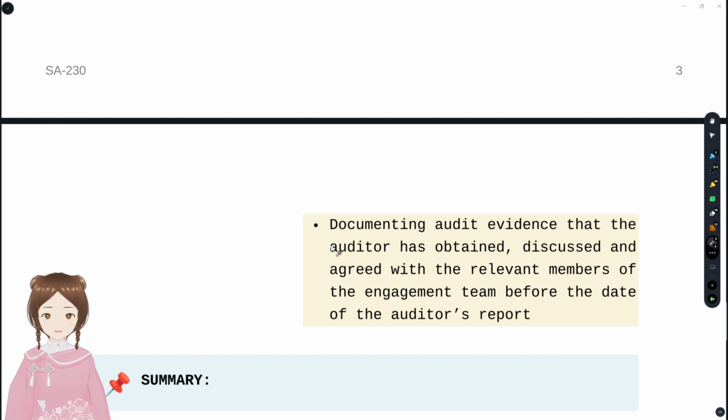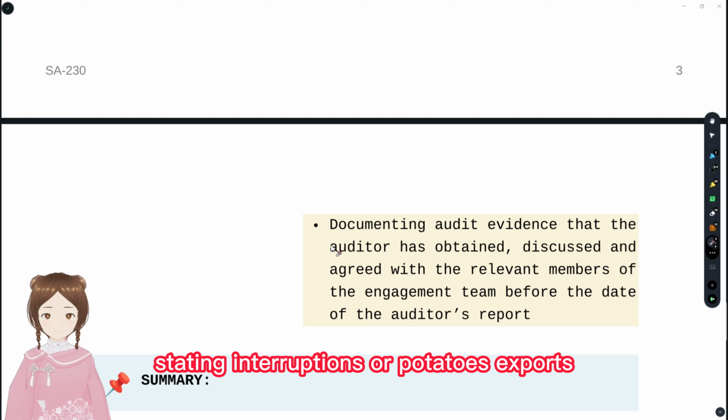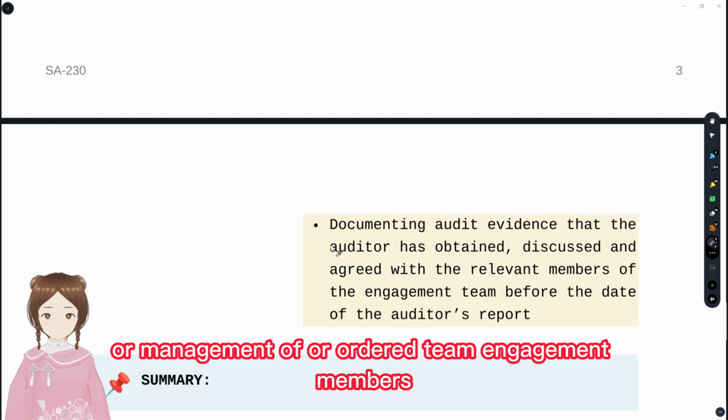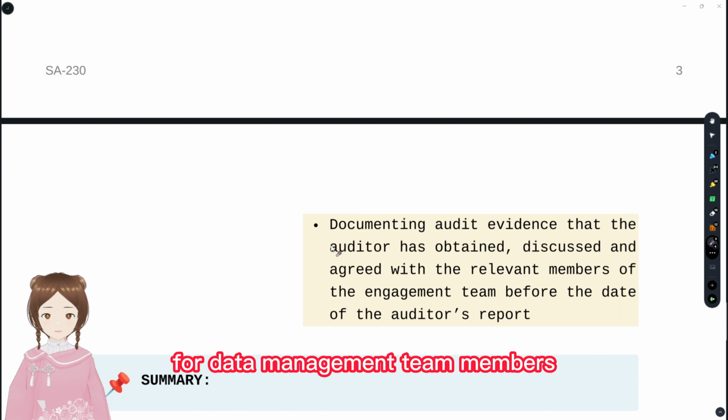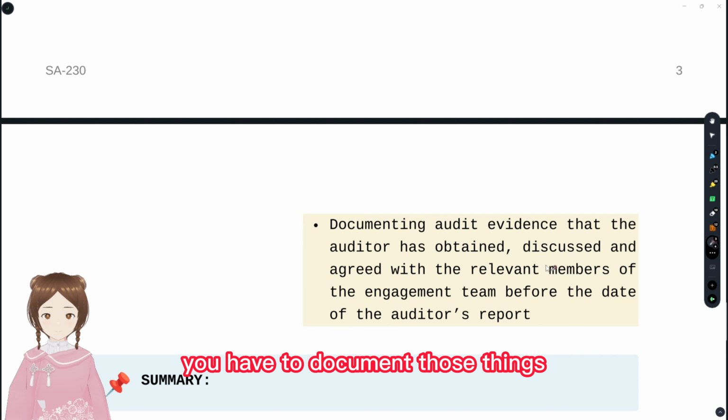We should not have any disagreements with the EQCR, or whatever he is taking a reference of, such as auditor's experts, management, or audit engagement team members. We have to reach some conclusions. You have to document those things.